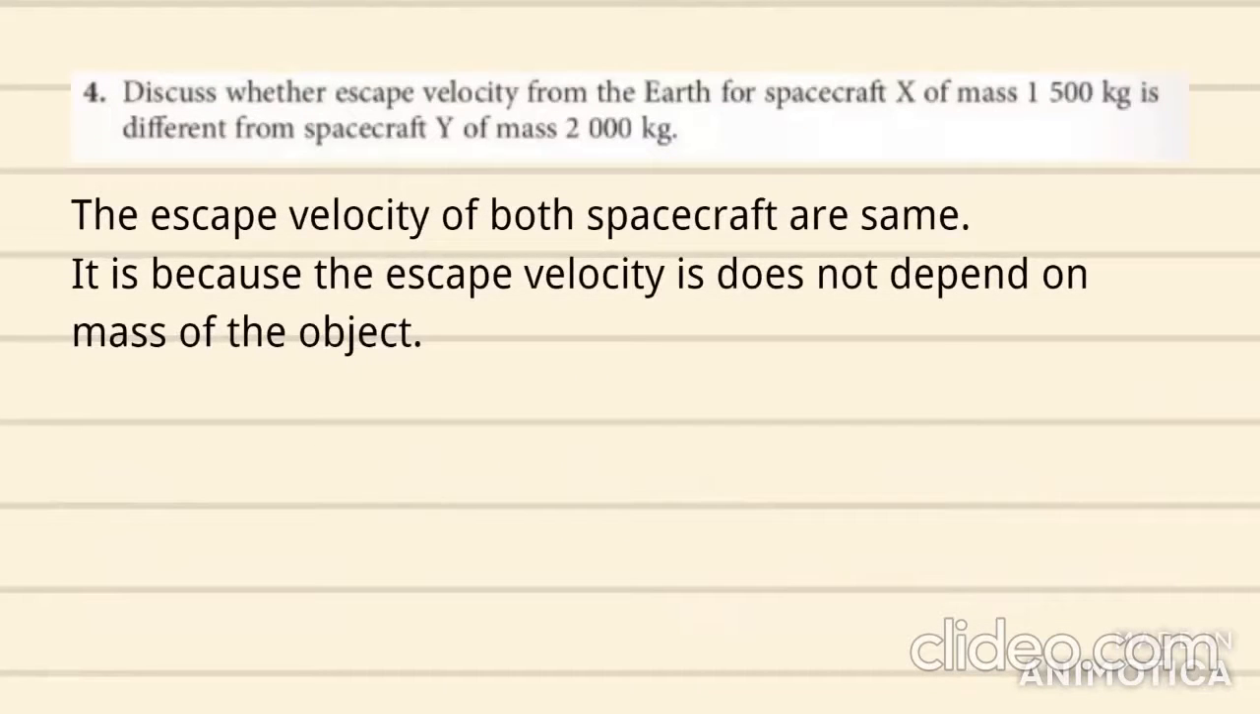Fourth question, discuss whether escape velocity from the Earth for spacecraft X of mass 1,500 kilograms is different from spacecraft Y of mass 2,000 kilograms. The escape velocity of both spacecraft are the same. It is because the escape velocity does not depend on the mass of the object.